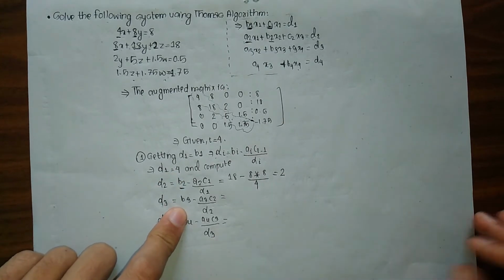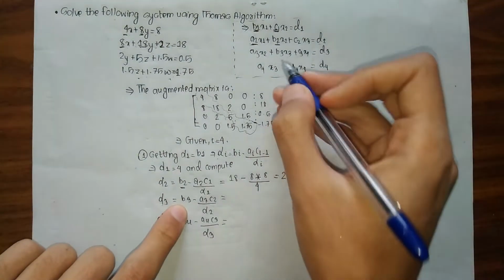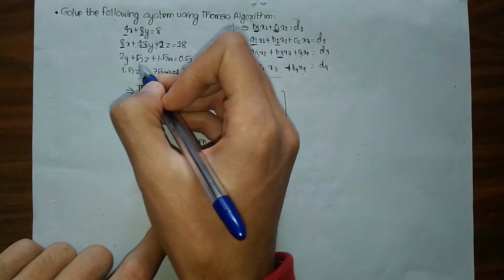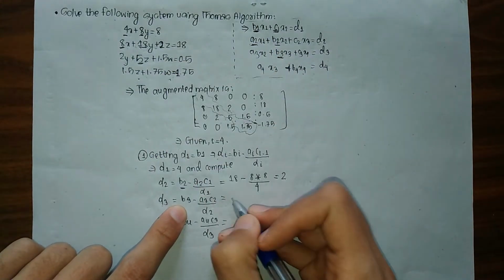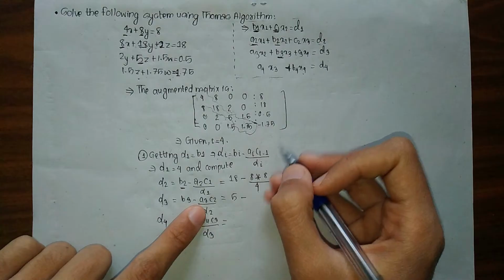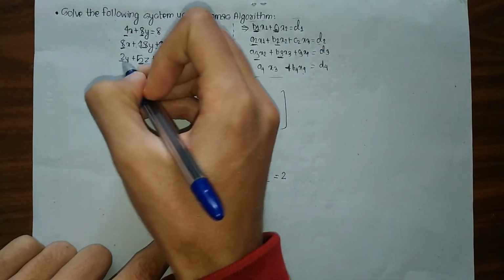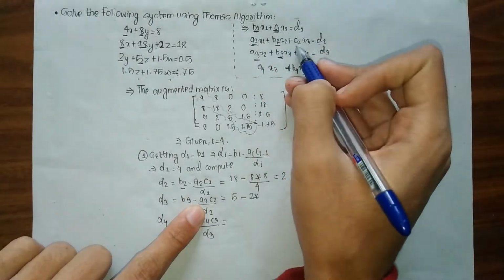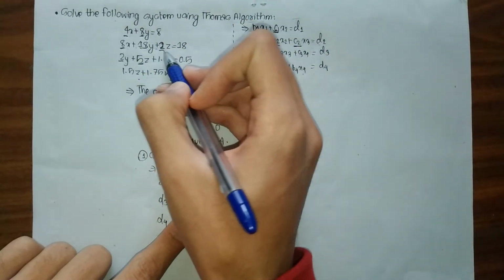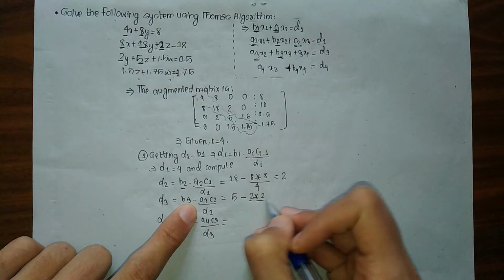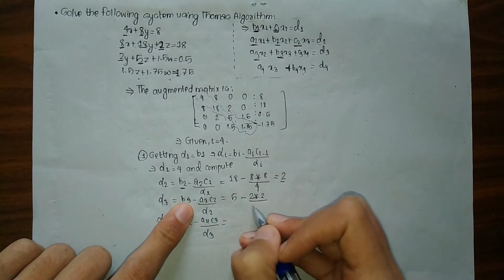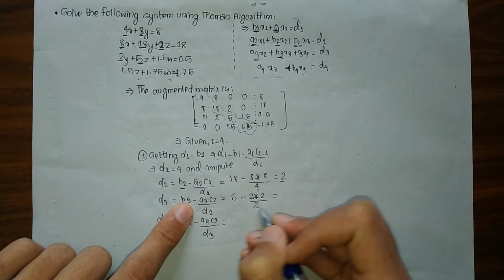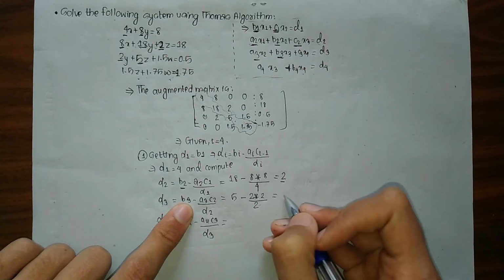And next we have b3. Where is b3? b3 is over here, third equation, second variable constant, which is 5, minus a3. So a3 is 2 into c2. What is c2? c2 is over here, second variable, third constant, which is 2 divided by alpha 2, and alpha 2 as just calculated is 2. So if I solve this, the 2 gets cancelled out, 5 minus 2 is 3.